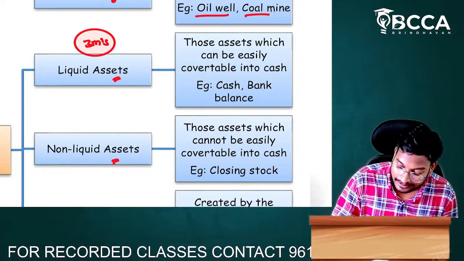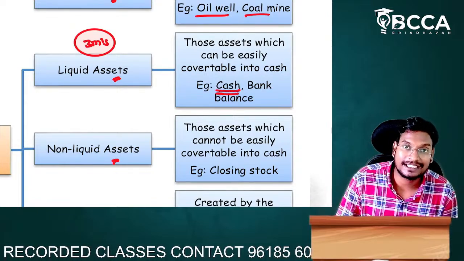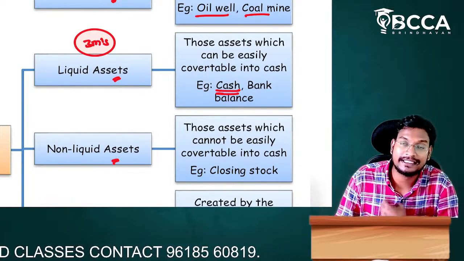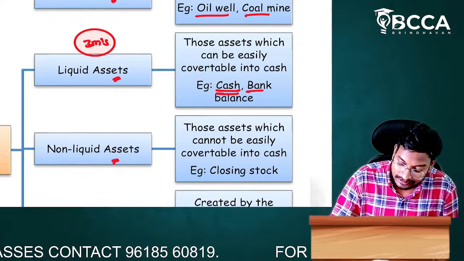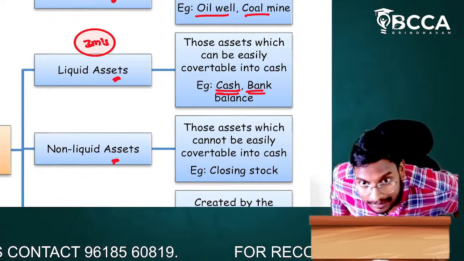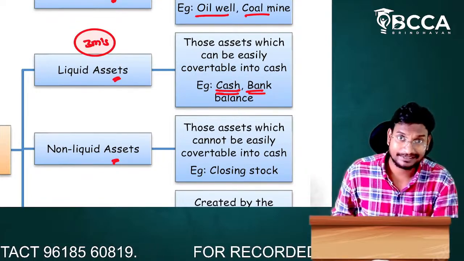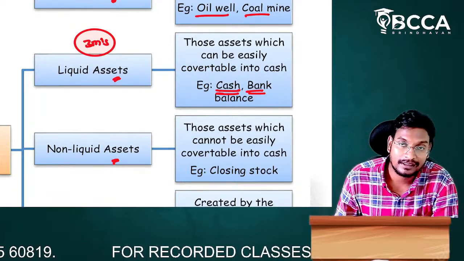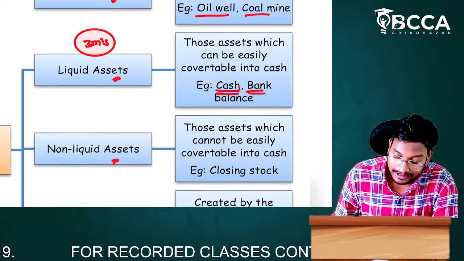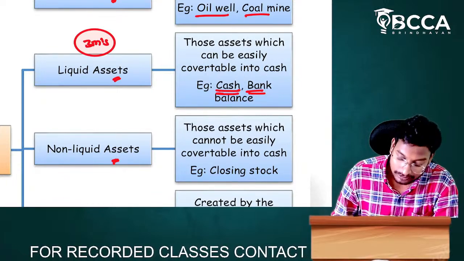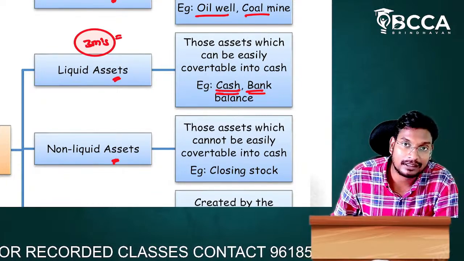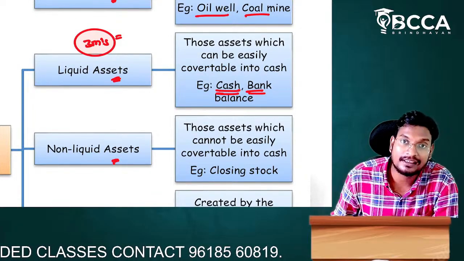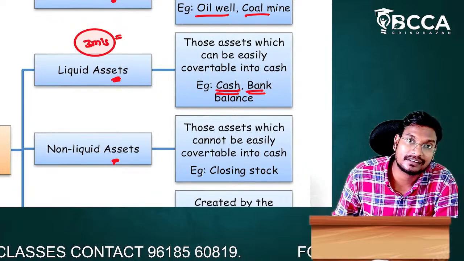For example, cash. Cash is already in the form of cash, so it is called a liquid asset. Next one, bank balance. In the case of bank balance, we can easily get cash by going to an ATM center or going to a bank. We will submit one form, and they will give cash. So within 3 months, we can convert it into cash. Those kinds of assets are called liquid assets, and that too a current asset.